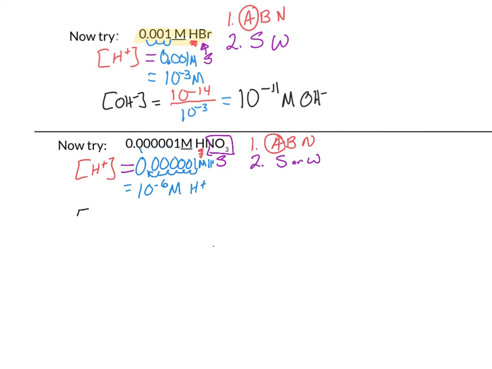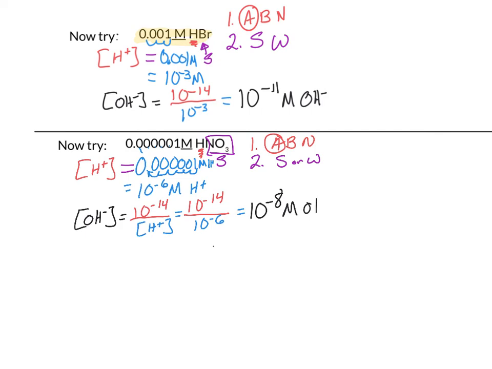Next, we find hydroxide ion concentration. And that one is going to be the 10 to the negative 14 that we've used before, divided by the hydrogen ion concentration we have here, which is equal to 10 to the negative 14 divided by 10 to the negative 6th, and that is 10 to the negative 8th molar in hydroxide.